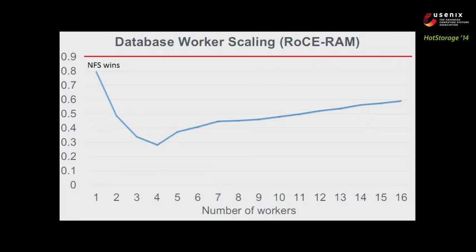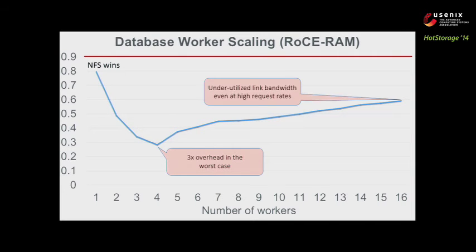Here is the performance. As previously, on the y-axis, we have the performance of the VHD normalized by the performance of the NFS, and we vary the number of workers. What we can see is that in all the cases, the NFS protocol wins. In the worst case, there is a 3x overhead in using a VHD in that configuration. And even as we increase the number of workers and the parallelism of I/O, still the VHD is not able to fully saturate the 40 gig Ethernet.